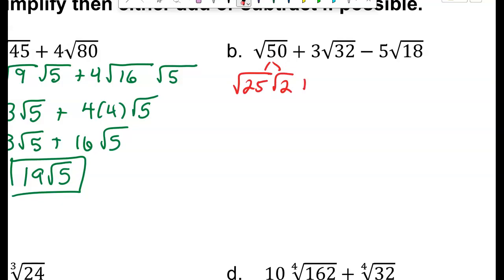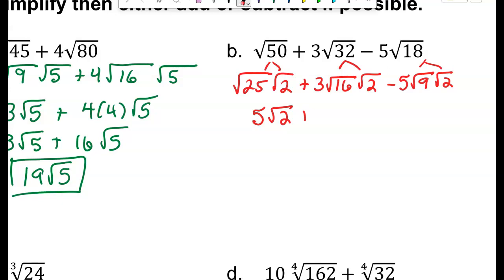All right. And then we're going to go plus, and we have our 3. What? 16. All right. Times the square root of 2. We go minus 5. And then what is the largest perfect square number that's a factor of 18? 9. Root 2. Okay, guys, what's the square root of 25? 5. So we get 5 times the square root of 2.